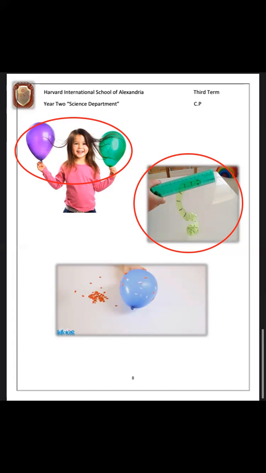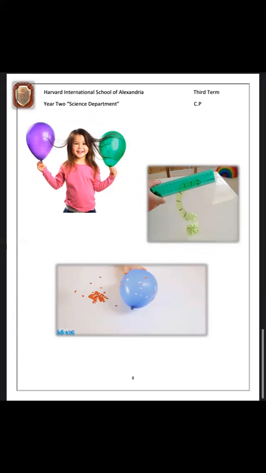The third one, with also a balloon and small pieces of colored paper, you rub the balloon on the wall or on your hair 20 to 30 times and then put it on top of the paper. The paper will stick onto the balloon. All these activities are for static electricity. You're going to have a lot of fun while doing them, by the way.